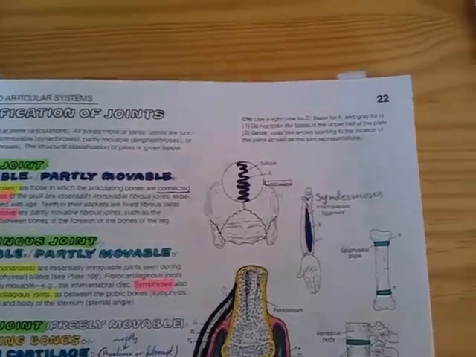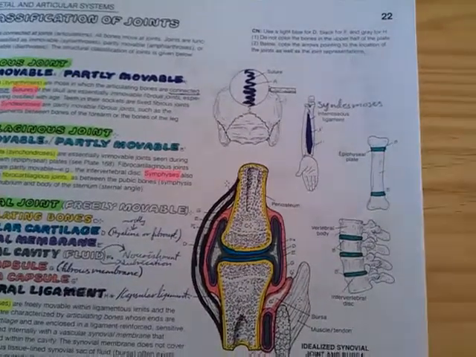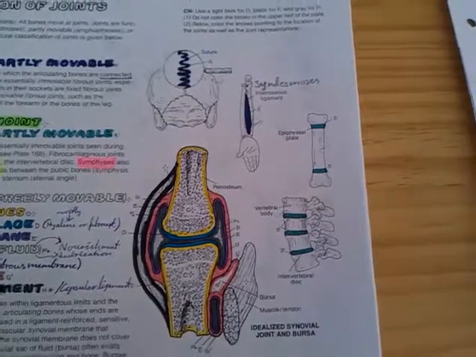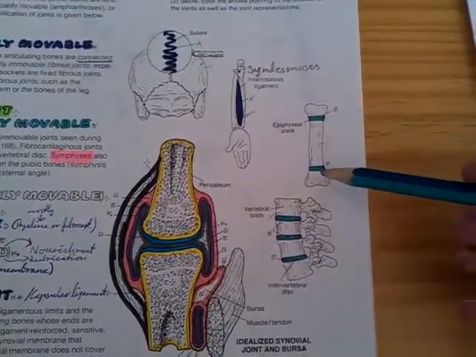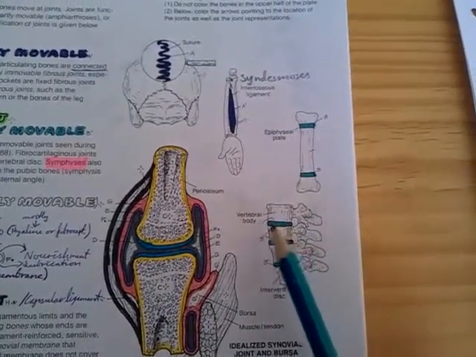Now for cartilaginous joints. First we had fibrous joints, now we have cartilaginous joints, where opposed bony surfaces are connected by cartilage. This is the epiphyseal plate in long bone. Here we have an intervertebral disc.